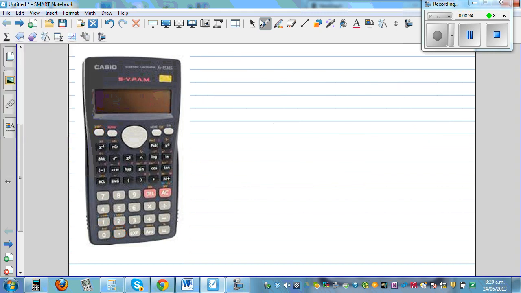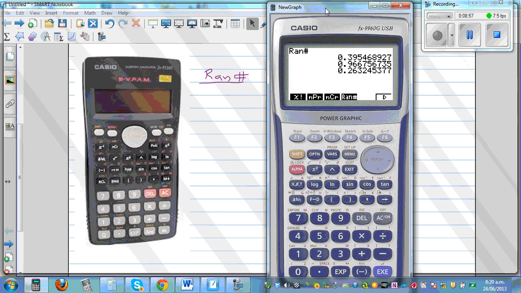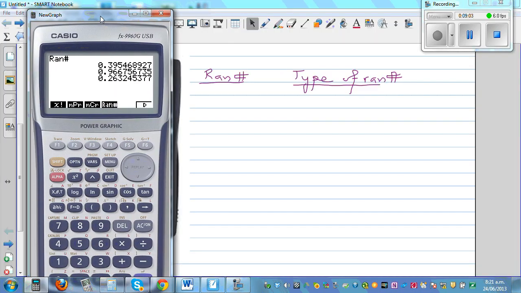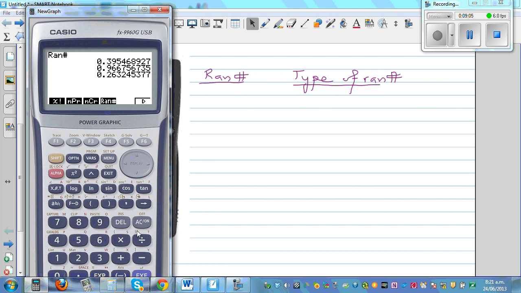I'm going to make up columns: random number and type of family. I'm going to use my scientific calculator. It'll have more numbers, but doesn't matter. I'm going to only take the first three numbers. So this is my scientific calculator. Hopefully you can see it. If you go to random number and press equal, I'm going to look at the first three numbers.